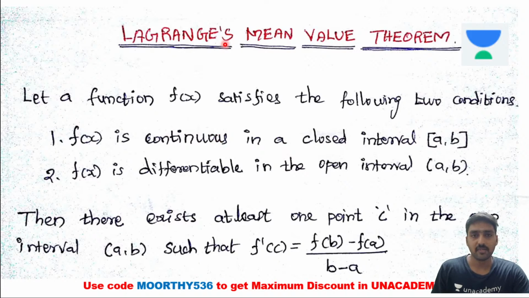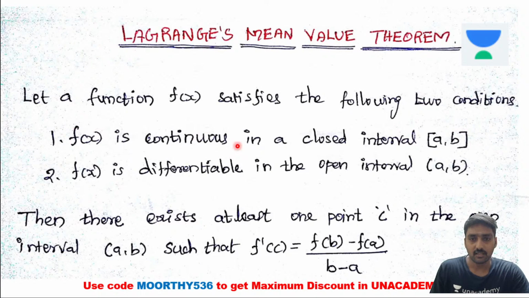Coming to Lagrange's mean value theorem. Lagrange's mean value theorem states that, let a function f of x satisfy the following 2 conditions. What are the conditions as per Lagrange's mean value theorem? The mean value theorem was derived by Lagrange, so that's why we call it Lagrange's mean value theorem.